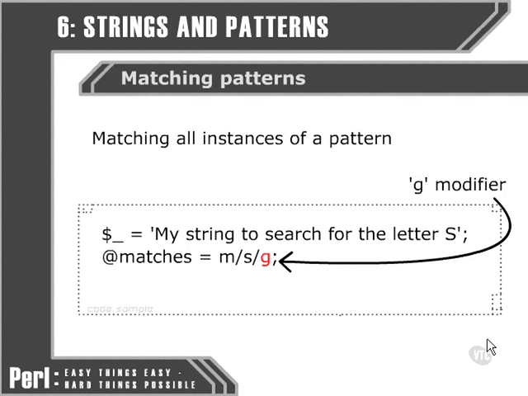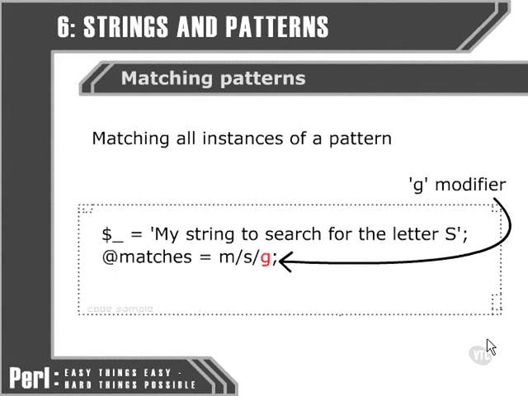The first line sets up the default variable $_ with a string value, and that string tells us what we're trying to do. We're looking for the letter S within the default variable. Now if we look at the second line, it's quite different from the way in which we've used regular expressions in the last couple of movies.